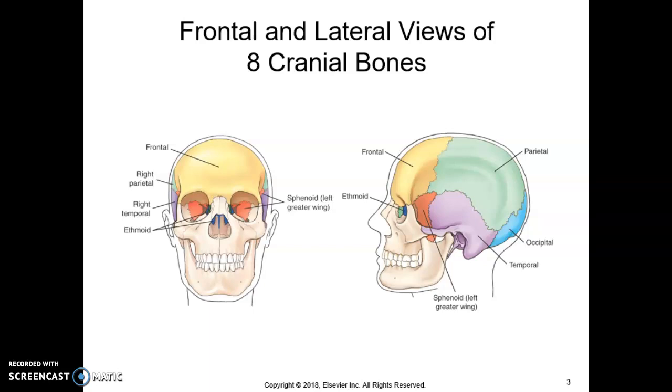So our 8 cranial bones that we want to focus on are the frontal, the right and left parietal, right and left temporal, the ethmoid, the sphenoid, and the occipital bone. Again, it's important to differentiate the ones that are single from the ones that come in pairs, and make sure that we really are familiar with where they are relative to each other, how they connect, and what this means for the underlying anatomy.